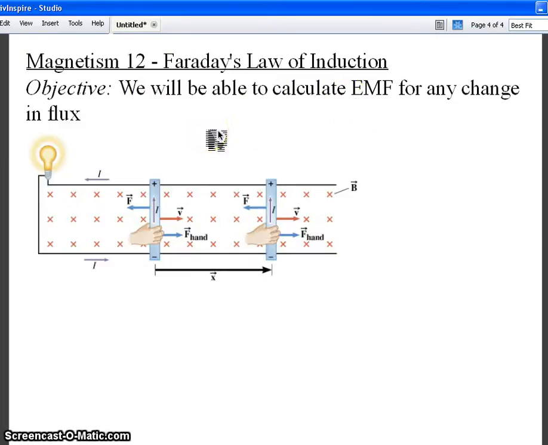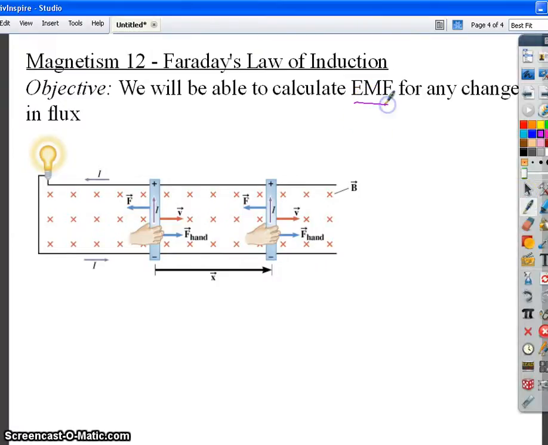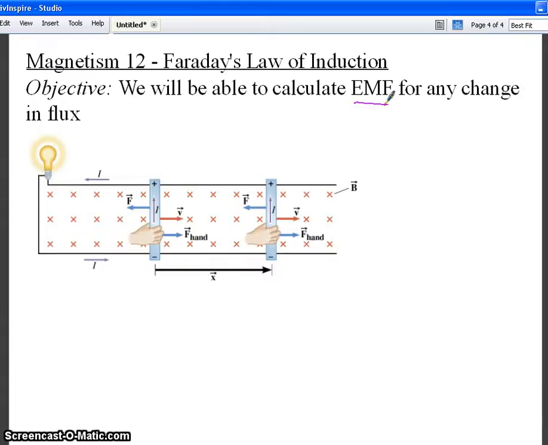So, if we go back to our last video, we're referencing this picture right here. If there is motion, if there is a velocity of a conducting rod in a magnetic field, it'll produce an EMF. It'll produce a voltage and a current. Okay, and we had the equation that the EMF is equal to vBL.